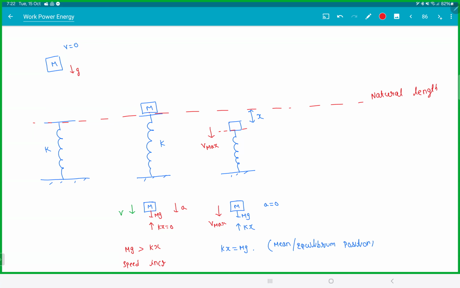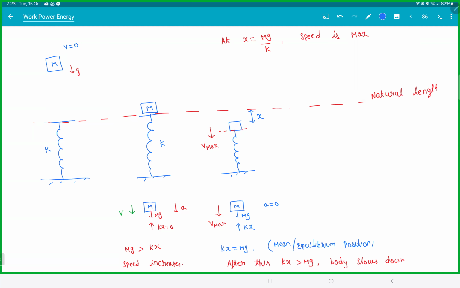When mg becomes equal to kx, the next moment kx will dominate. So after this point, kx becomes greater than mg and the body slows down. So our second part's answer is this. When the compression x is mg by k, the speed is maximum. It is not when the spring is at natural length. As long as mg is greater than kx, speed will keep increasing. Maybe it is not increasing as fast as before, but it is increasing.